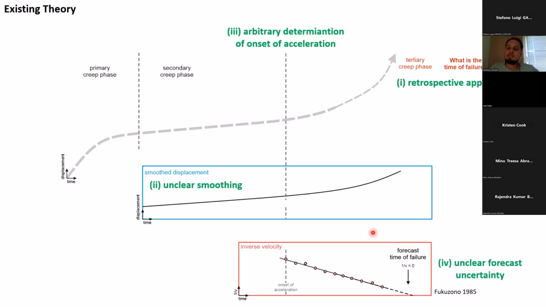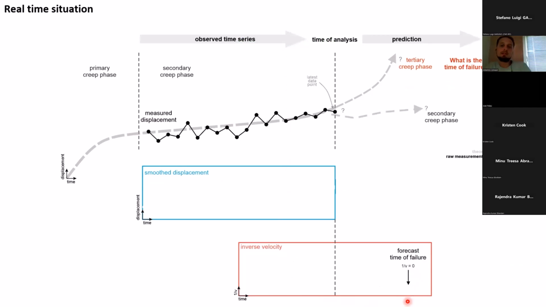And the last one is that we are not always sure how good my forecast is. So I need a measure of the uncertainty of the forecast, because a stakeholder wants to know: is it going to be in 3 days, or 3 days plus or minus 1 or 2 days? So then look at the real-time situation. How is it in real life?